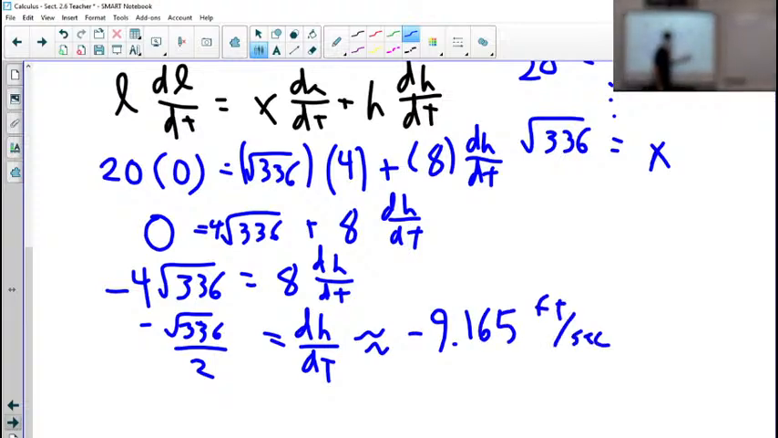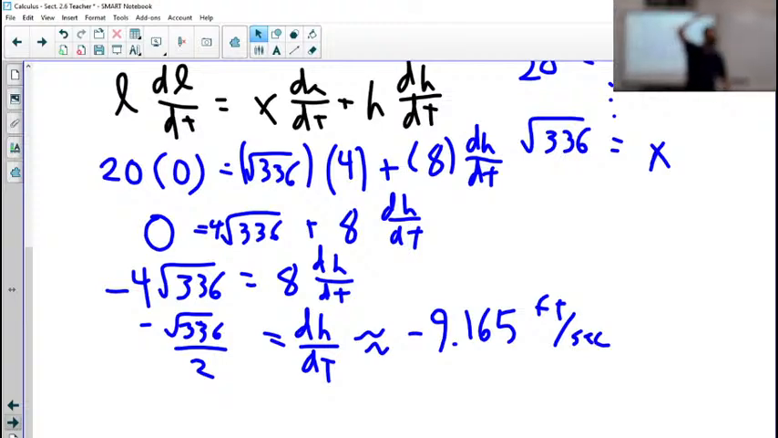feet per second. So what I want to point out here is that this dh dt is negative. Why is it negative? Because we are sliding down the building. And if we're sliding down the building, the rate of change of the height should be negative. It should be getting more down the building. And dx dt was positive because it was going away from the building. So the distance the ladder was away from the building was going up. The height was going down, so that rate was negative. Okay? 1 second.